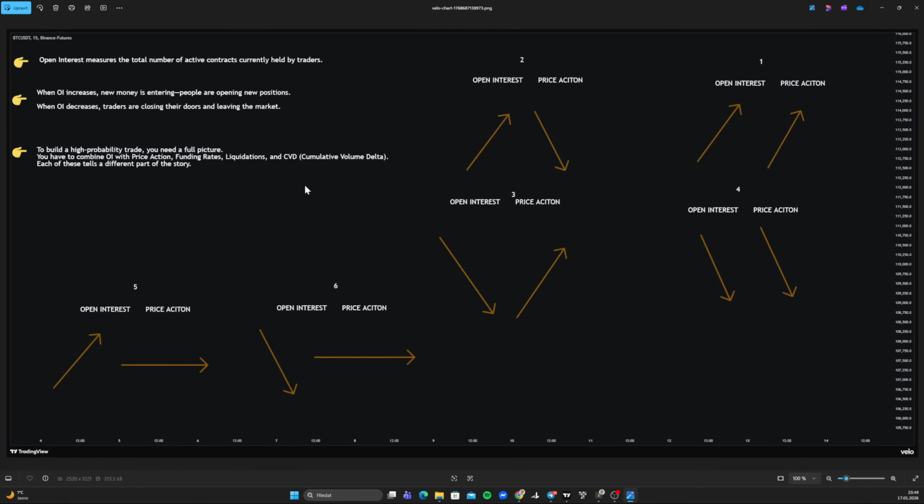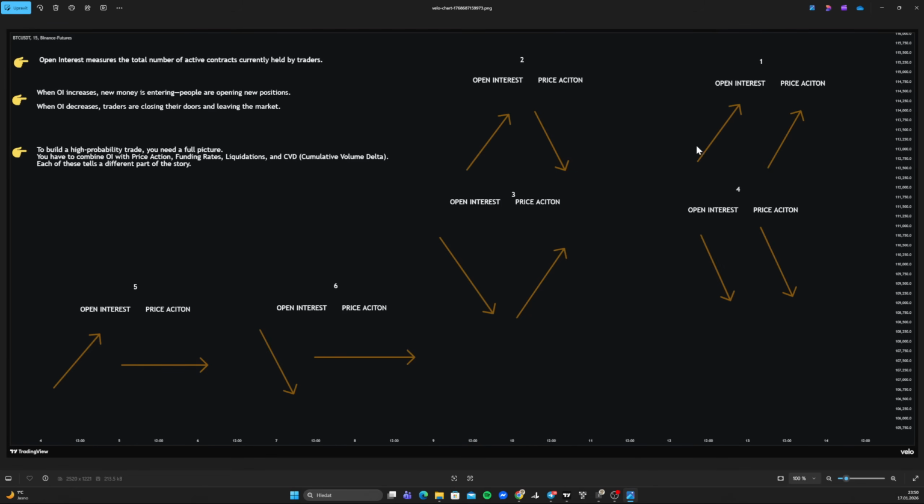I want to be very clear about it. Open interest is not a magic crystal ball. There is no such thing as a 100% indicator in trading. To build a high probability trade, you need to have the full picture. You have to combine open interest with price action, funding rates, liquidations, and CVD, which is cumulative volume delta. Each of these tells us a different part of the story. Today we are focusing on the foundation, open interest, so you can understand this piece perfectly before we start layering in the rest of the data.